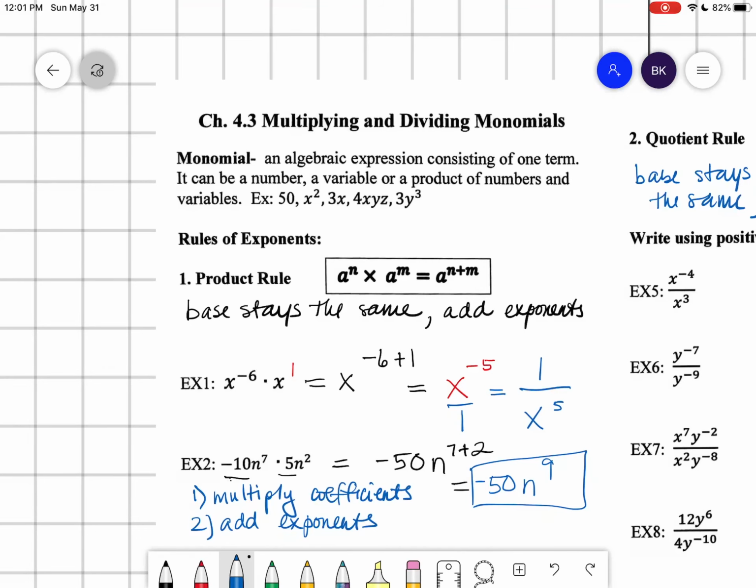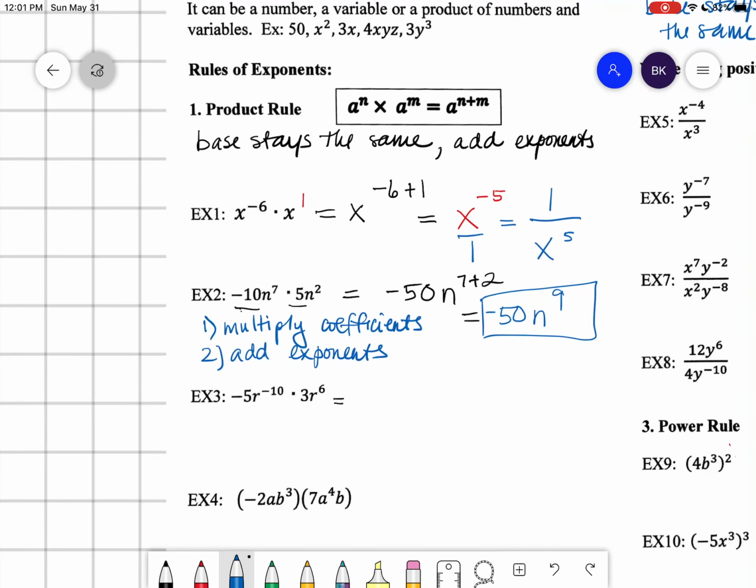Okay, moving on to example number 3 and example number 4, please pause me, do these on your own, and then compare the answers. Negative 5r to the negative 10th power, so I'm going to multiply the coefficients. Negative 5 times 3 is negative 15. And then the base stays the same, and it's going to be negative 10 plus positive 6.